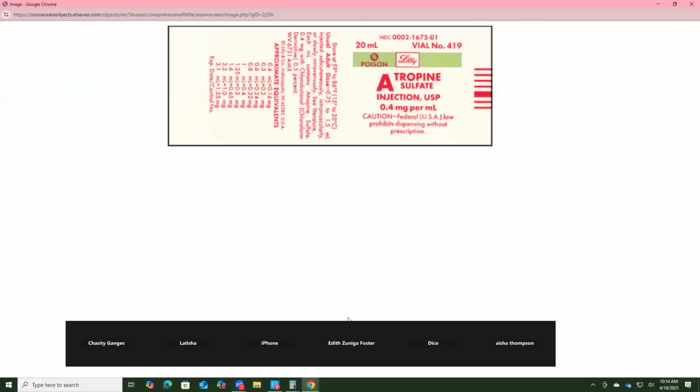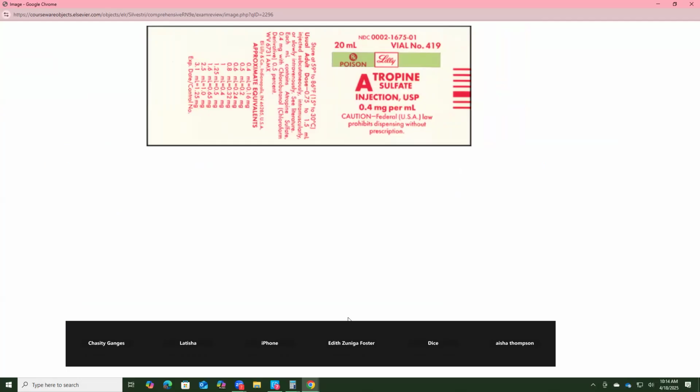Okay, here's your label here. Now, how much do we have on hand based on this label? 0.4 milligram per ml. Correct. And our order is for 0.6.